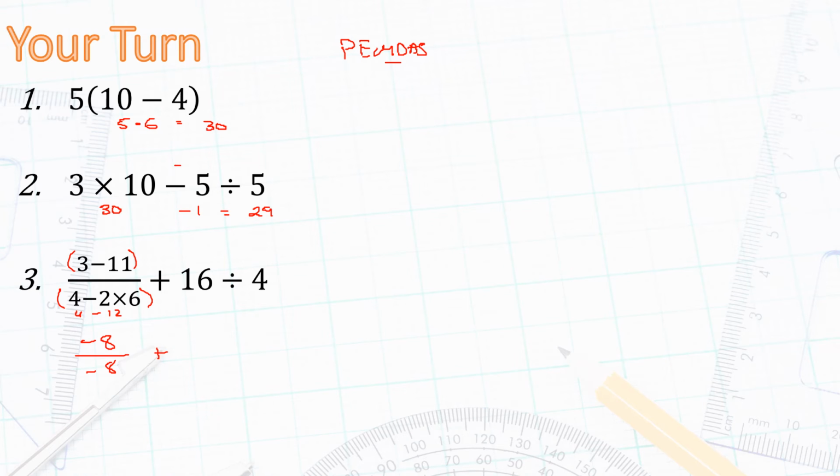So negative 8 over negative 8 plus 16 divided by 4. A fraction, remember, is the same as negative 8 divided by negative 8. So a fraction is division. So these would come first. Negative 8 divided by negative 8 is positive 1. Anything divided by itself is 1. And 16 divided by 4 is 4. So 1 plus 4, the final answer is 5.